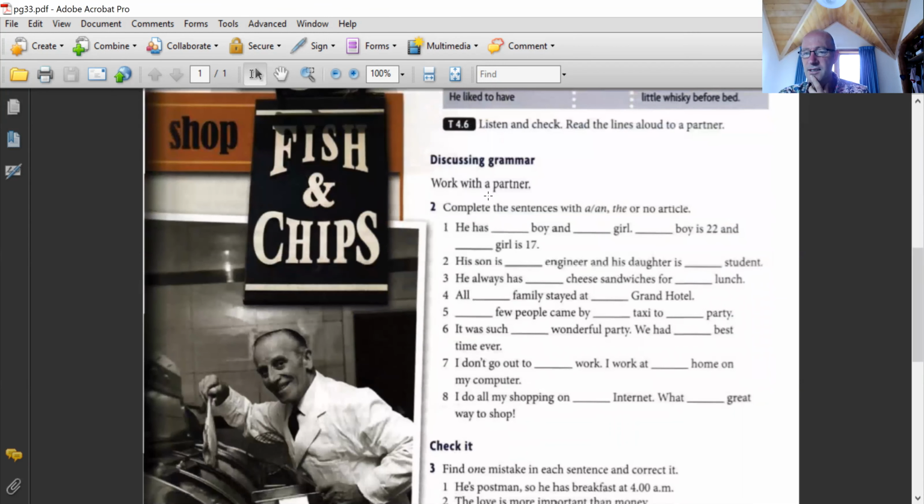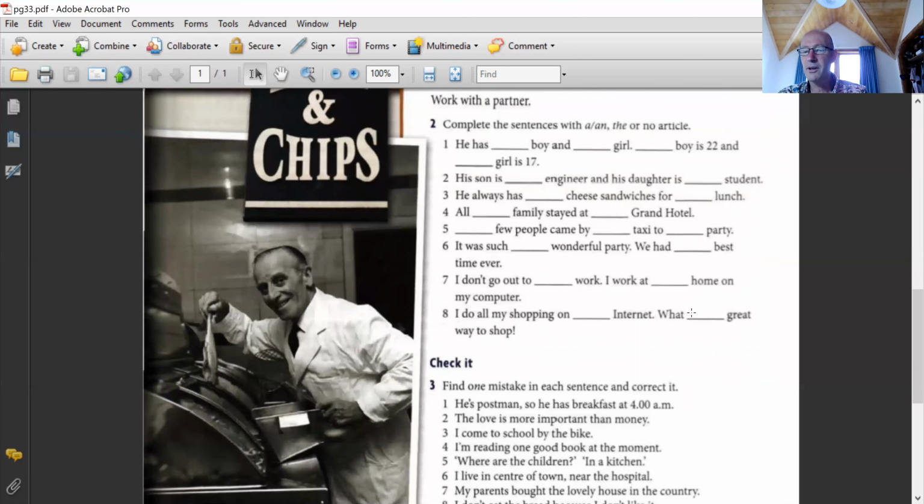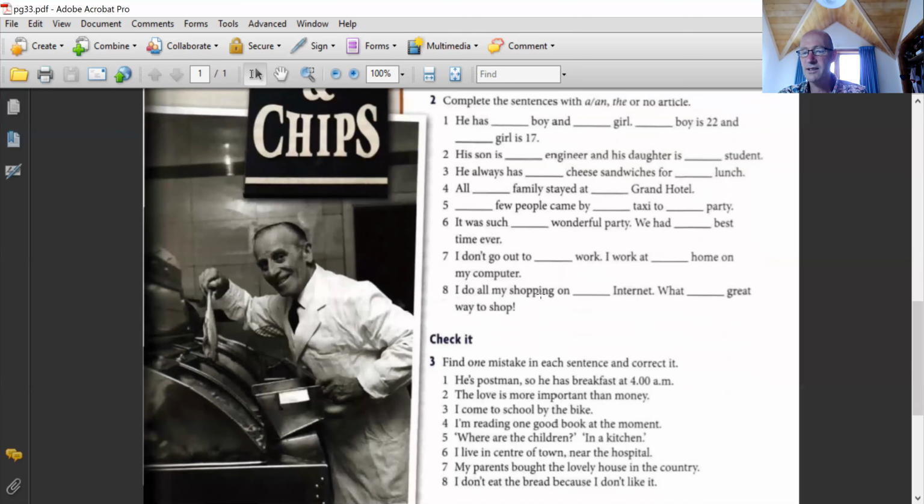Next part, discussing grammar. Next week we'll work with a partner and see what goes in the gaps, a, the, or no article. He has boy and girl. So it's just one boy, one girl. So what's going to go in there? He has a boy, he has an boy, he has the boy, or just he has boy. What do you think goes in there? So fill in all these gaps, 5, 6, 7, 8, and next week we'll partner up and talk about it and see if your answers are the same.